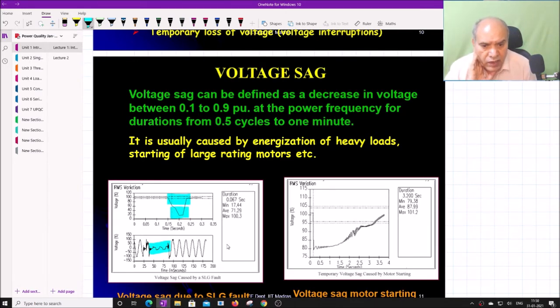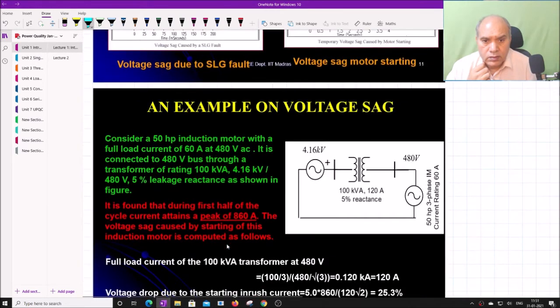The same thing is shown here. Initially it was 100%, then it comes to a very low value, and then it goes to the normal value. There are two different situations. This is for motor starting, and this is for single line to ground fault. This example will clear the point.